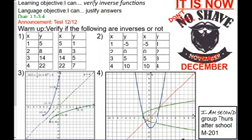So all we got to do is look at the table and see if it flips over. So is number 1 an inverse function? What do you think? I hear a no. I hear a, what do you think?